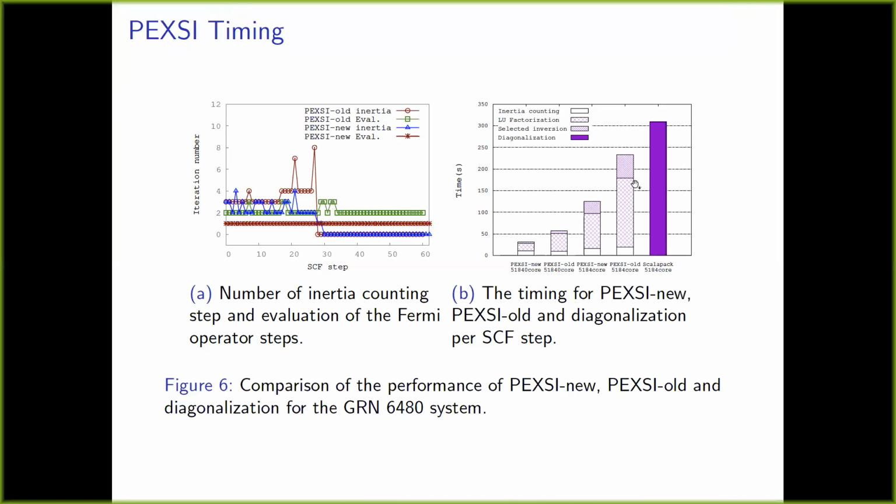And the right figure shows the timing for a 6,000 graphene system with 5,000 CPU cores, and this is the ScaLAPACK timing, and we can see that PEXSI always outruns ScaLAPACK.